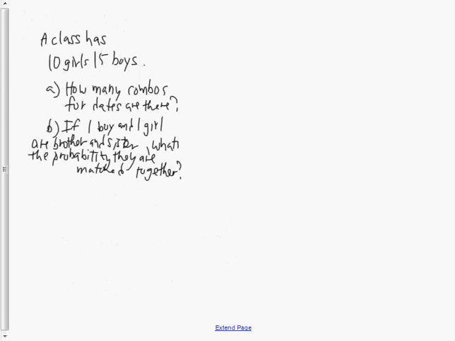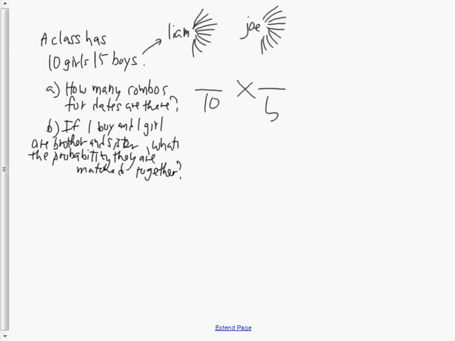Next question says the class has 10 girls and 15 boys. How many combos for dates are there? Well, if you think about the boys, so one of these boys, his name is Liam. Now, Liam can have 10 dates. And then there's Joe, and Joe can have 10 dates. And so on and so forth. So every boy, all 15 boys have a potential to go out with 10 girls, which means, if we think about it as 10 girls multiplied by the number of boys, there's 150 possible combinations, or that's the number of possible dates there would be.